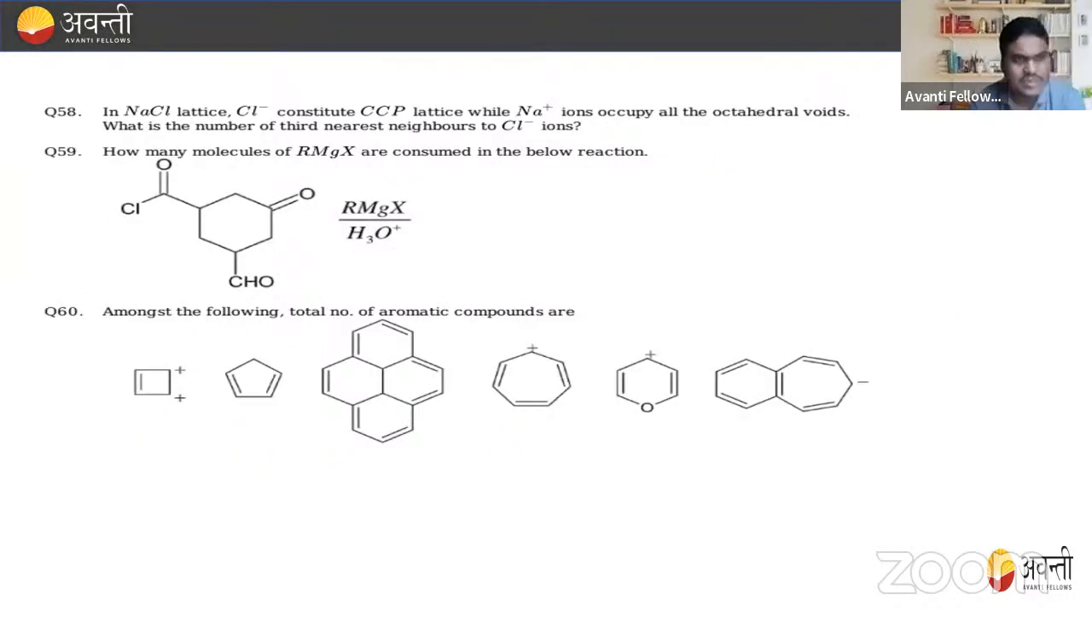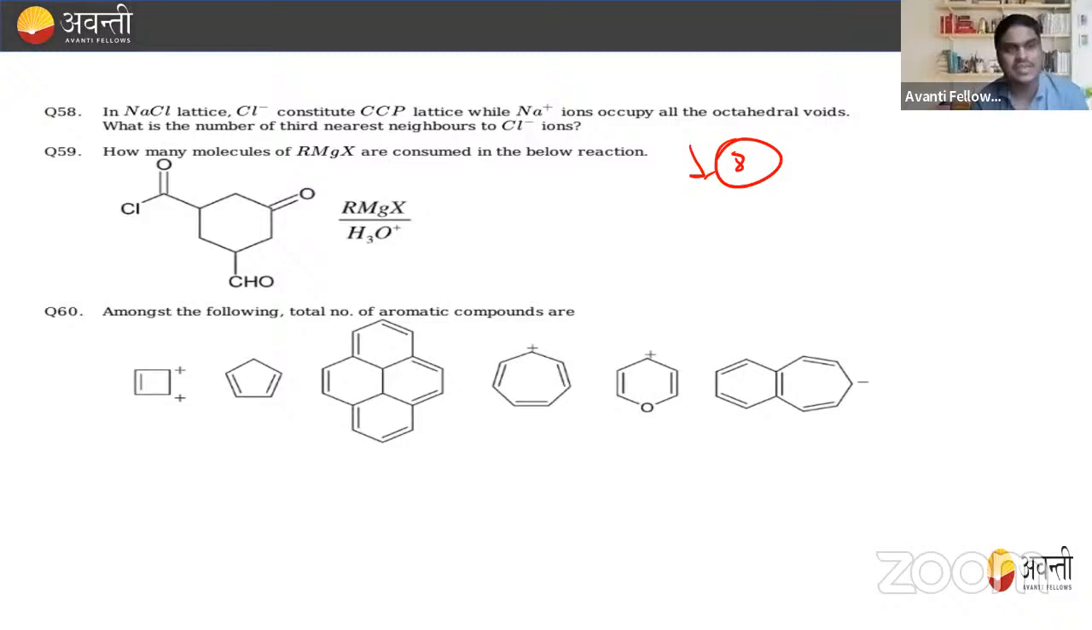What does question number 58 suggest, beta? In NaCl, the Cl lattice constitutes a CCP lattice and Na occupies all the octahedral voids. What is the total number of third nearest neighbors to the Cl atom? It consists of the corner Cl ion as the third nearest neighbor and the body-center Na+ ion. So the correct answer for this question is 8.